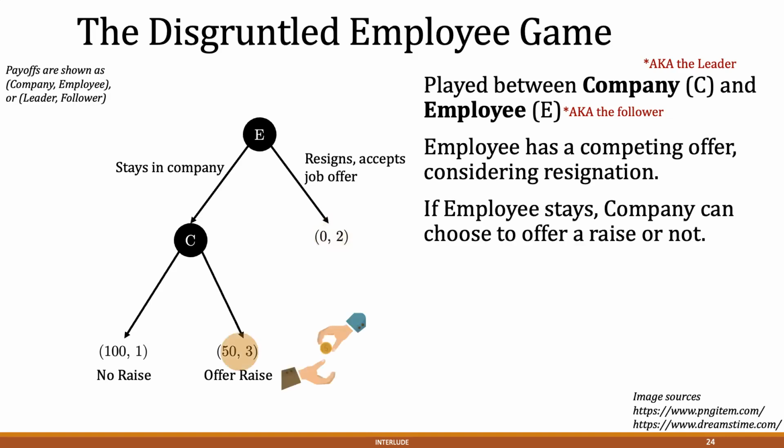Now, if he does decide to stay, the company now has two options, to give him a raise or to not give him a raise. And if it gives him a raise, the company will get a payoff of 50 because at least it gets to keep its employee. But the employee is super happy because he gets a payoff of three. He gets an even higher salary than before.